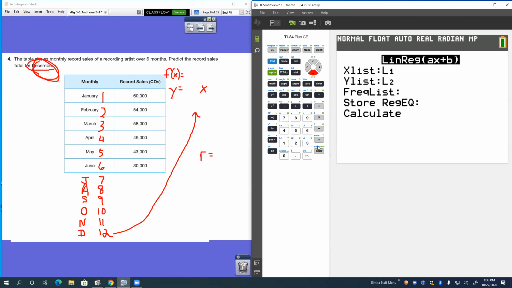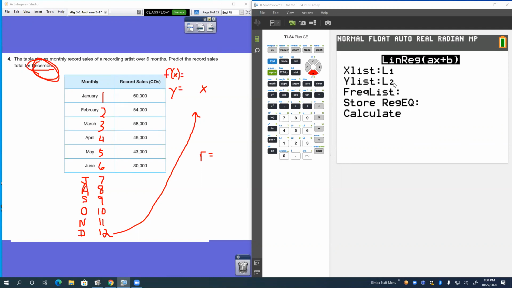Please take a look at the screen right now. See where my 3 button is? Notice the blue letters right above it, and I wish I could make it bigger, but I can't. Notice the L3 right above it. To get to that, that is a blue letter, so that is for second.